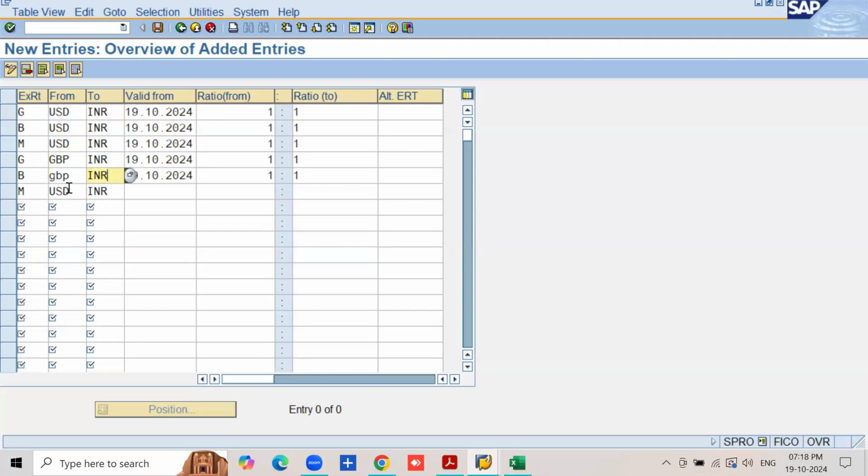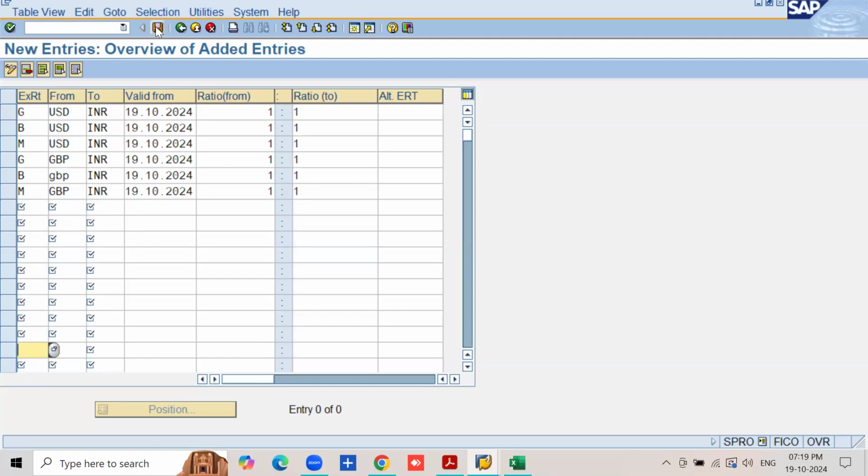From is GBP, right? To INR, valid from 19/10/2024, from ratio 1 to ratio 1. Again, you are incurring the business transaction in Singapore dollars. So for Singapore dollars also, you have to define the translation ratio. If you are incurring the business transactions in 10 foreign currencies, 10 into 3, 30 relations are to be defined here. Clear for everybody?